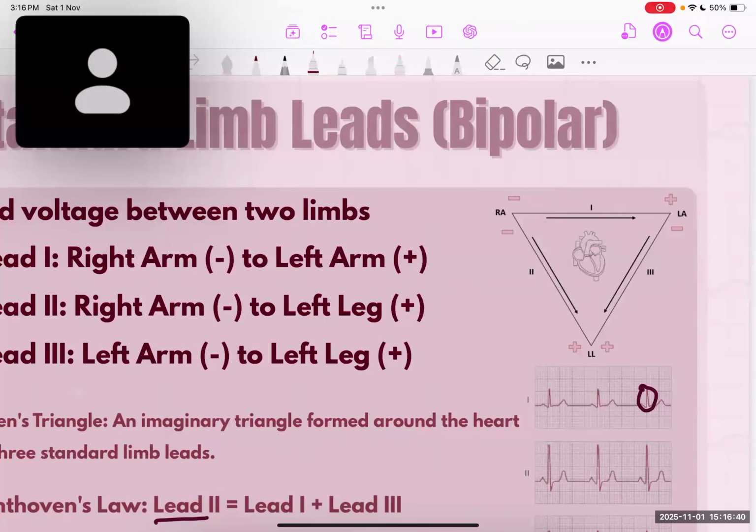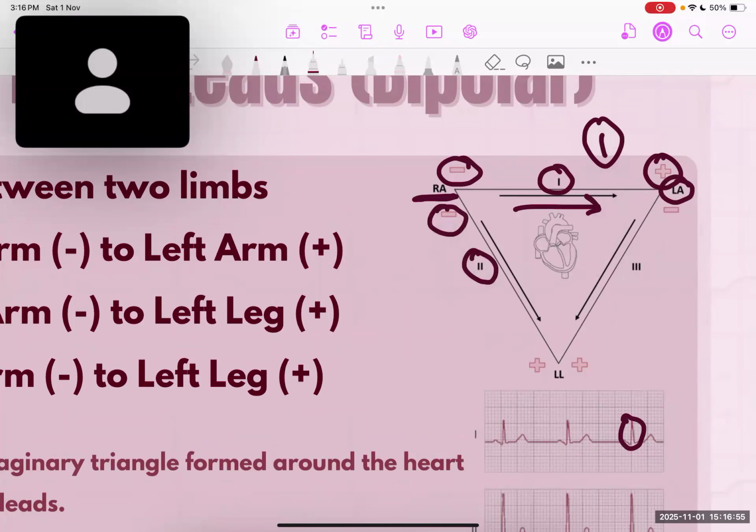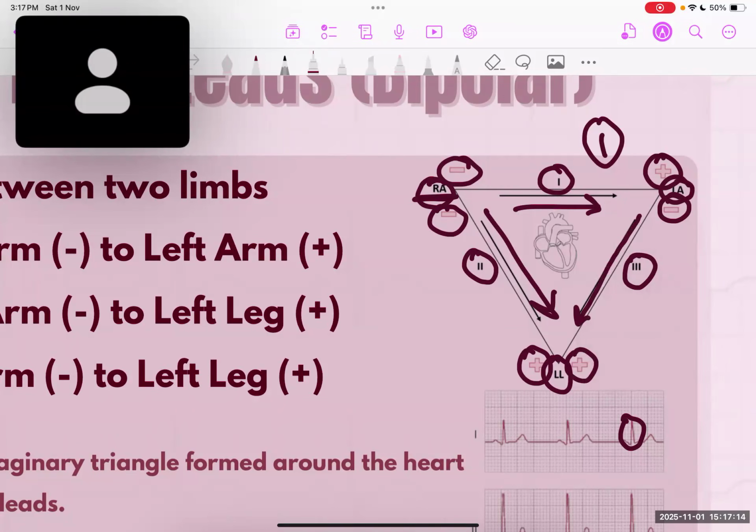So let's start with lead one. Lead one, the negative electrode is in the right arm and it goes towards the left arm where you have your positive. Lead two, the negative electrode is placed at the right arm and it goes towards the left leg where it is the positive. So wherever the positive is, the arrowhead is going to point that side. For lead three, the negative electrode is at the left arm and the positive electrode is at the left leg. So the arrow is going to go from the left arm to the left leg.